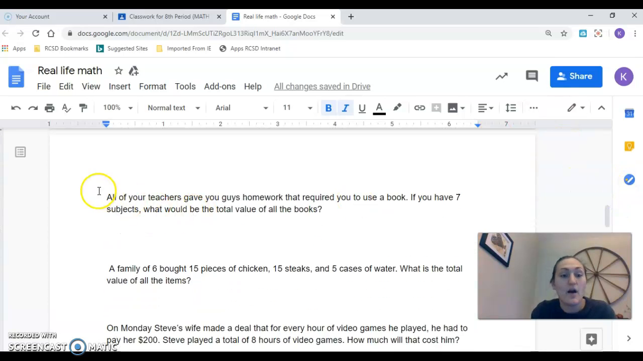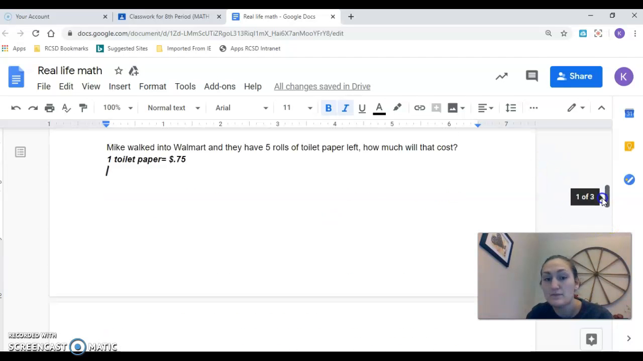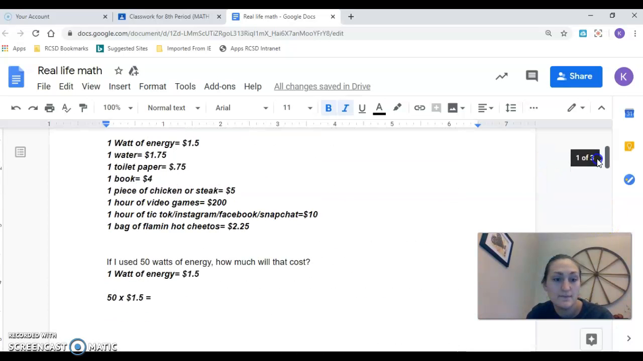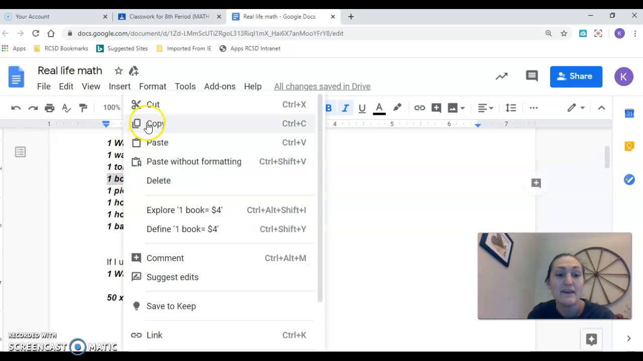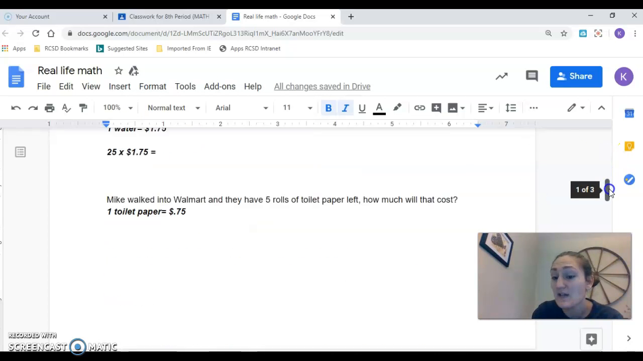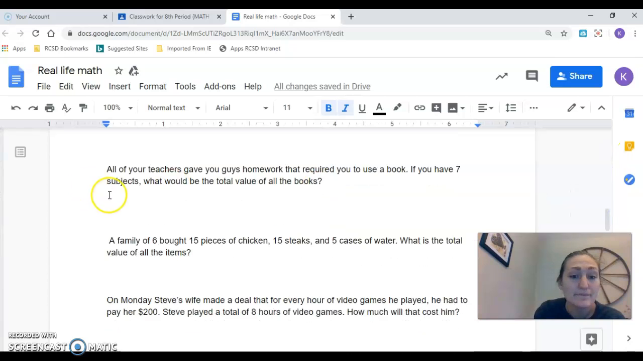Okay, next one. All of your teachers gave you guys homework that required you to use a book. If you have 7 subjects, what would be the total value of all the books? Okay, how much is one book? One book is $4. I'm going to take that information, copy it, and bring it down because it's what I need for this problem.